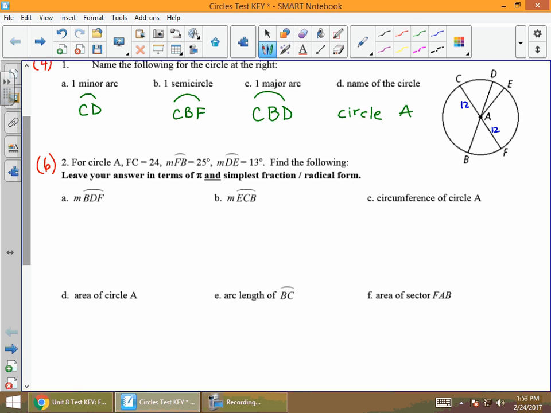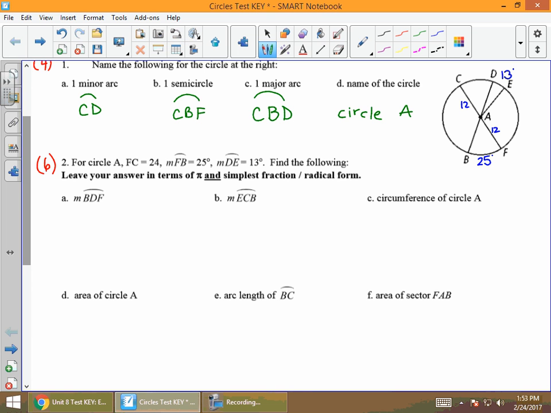It says the measure of arc FB, so this arc down here at the bottom is 25 degrees. And arc DE up here is 13 degrees. And it wants me to find the following. Leave your answer in terms of pi in simplest fraction or radical term. So the first thing it wants me to find, and let me lock these things in place here real quick so I can erase over top of them.